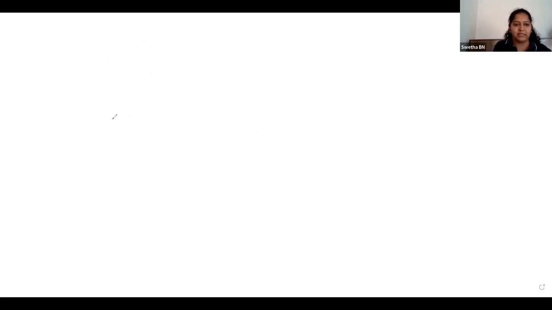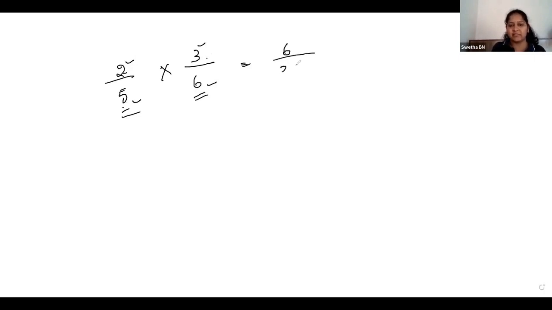And I'll teach you multiplication. 2 by 5 into 3 by 6. See here, the denominators are different. Here we don't bother about the denominators. In multiplication, we multiply numerator with numerator, denominator with denominator. 2 into 3, 2 3s are 6, 5 into 6, 5 6s are 30. Or you can cancel numerator with denominator.